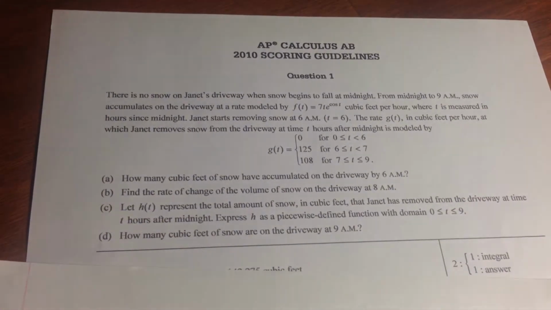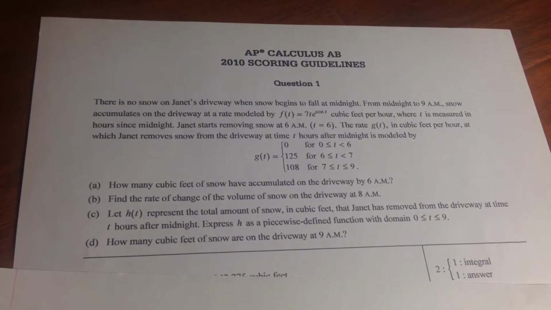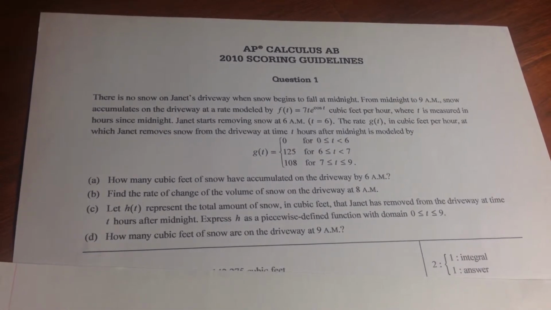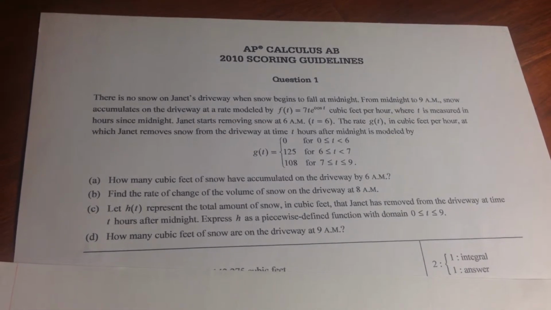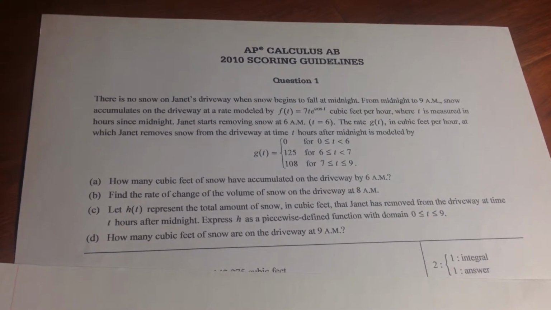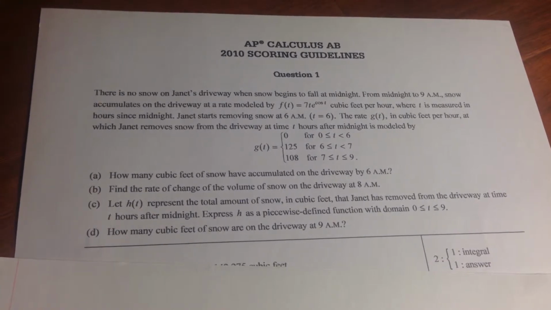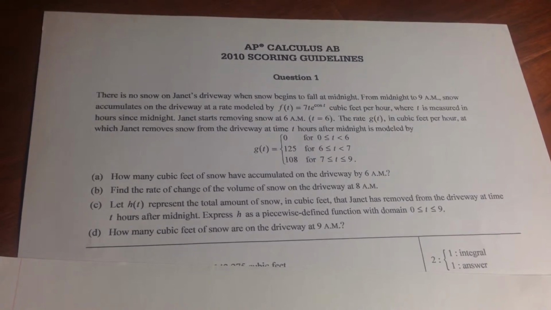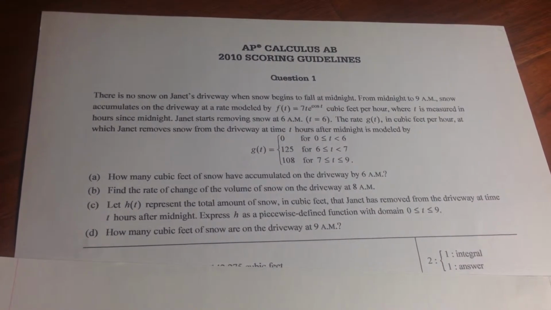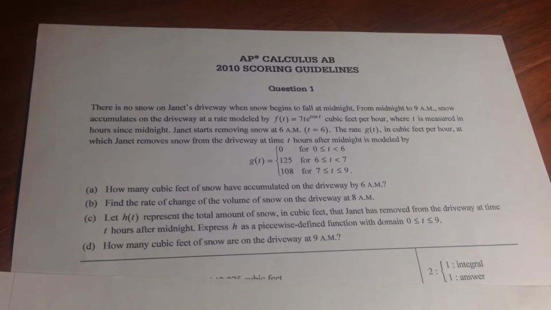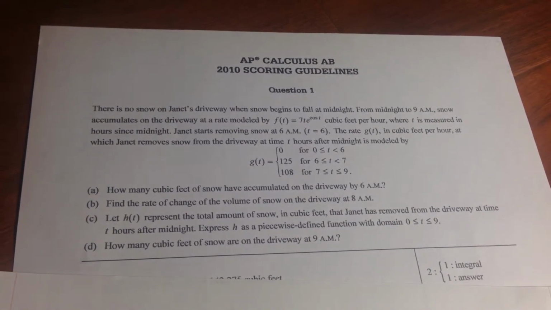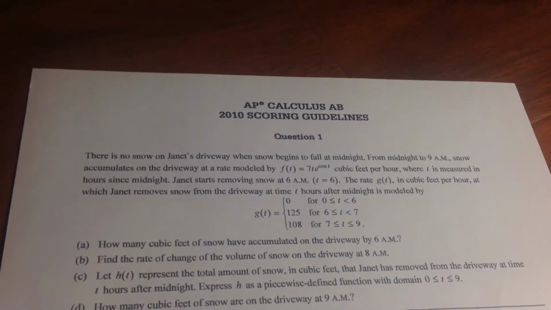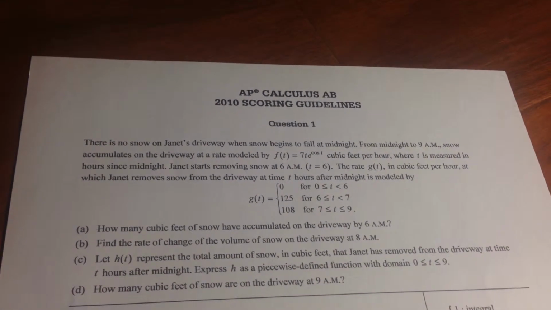The question is, there's no snow on Jenny's driveway when snow begins to fall at midnight. From midnight to 9 a.m., snow accumulates on the driveway at a rate modeled by f of t equals 7te^cos t cubic feet per hour, where t is measured in hours since midnight. Jenny starts removing snow at 6 a.m., t equals 6. The rate g of t in cubic feet per hour, at which Jenny removes snow from the driveway at time t hours after midnight is modeled by this function of g of t. And the first question is, how many cubic feet of snow have accumulated on the driveway by 6 a.m.?